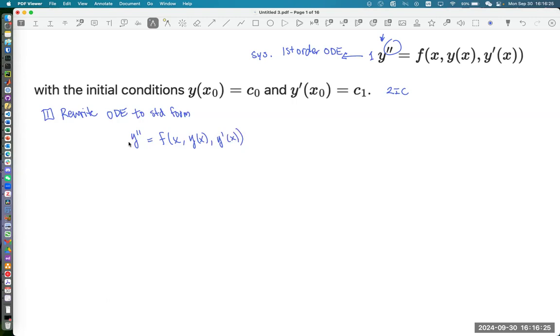Okay. Usually, sometimes it does come with a coefficient, or some terms on the left, and you need to rewrite it into the standard form. The second step is to rewrite or define auxiliary variables.